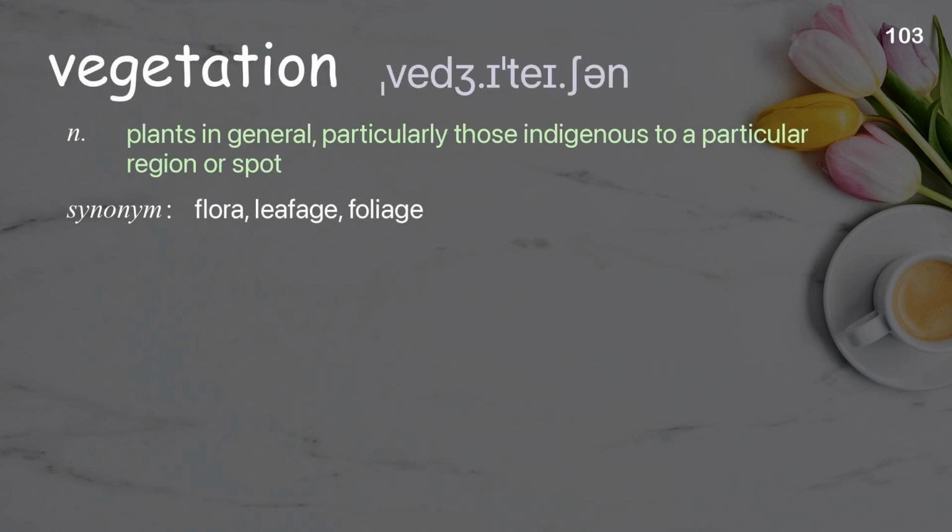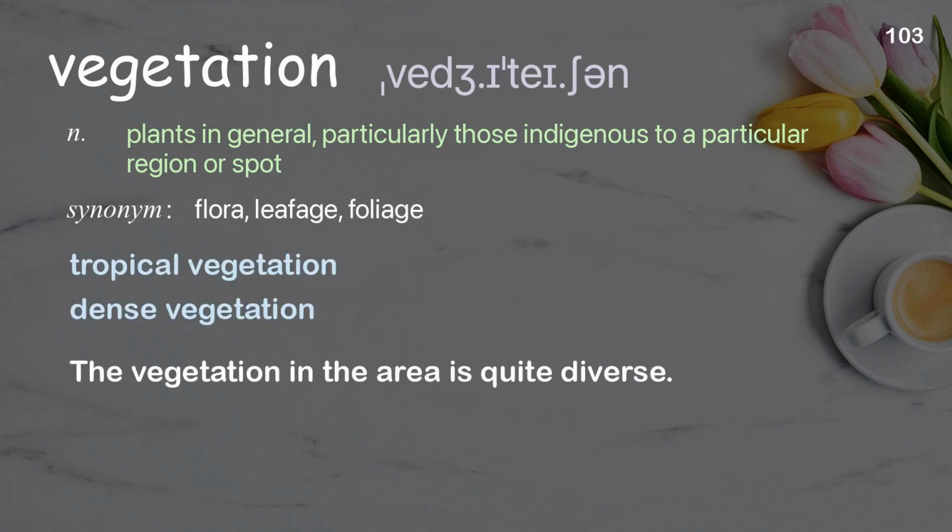Vegetation: plants in general, particularly those indigenous to a particular region or spot. Examples: tropical vegetation. Dense vegetation. The vegetation in the area is quite diverse.